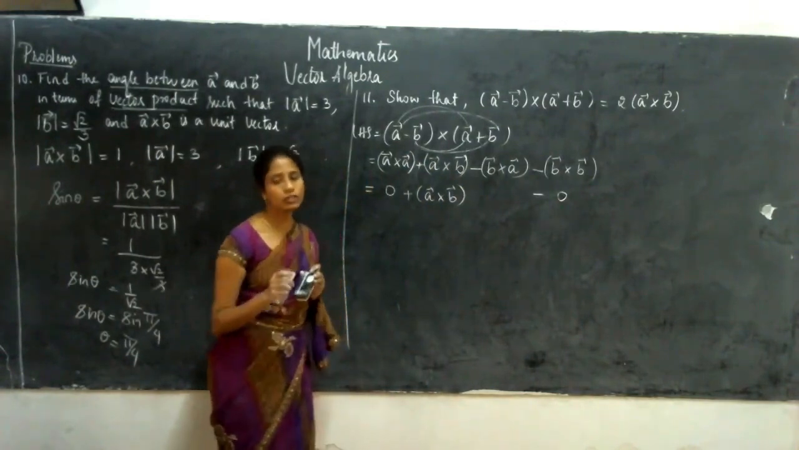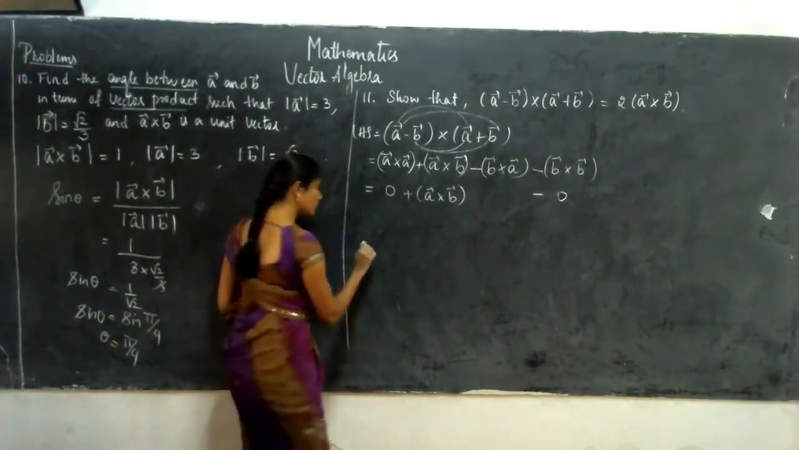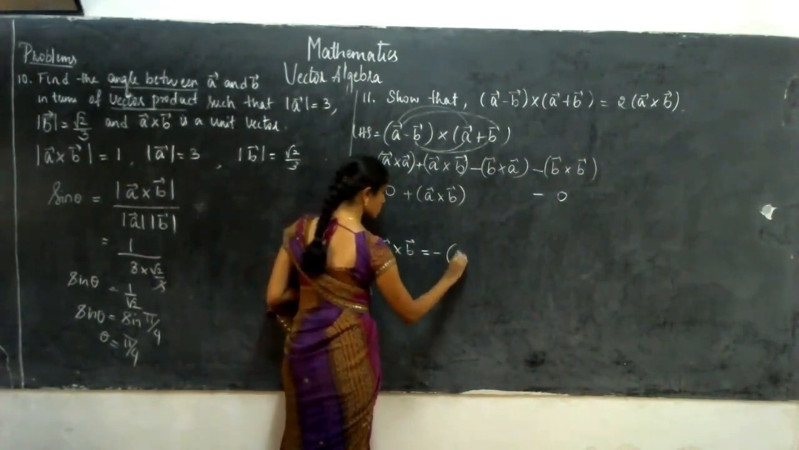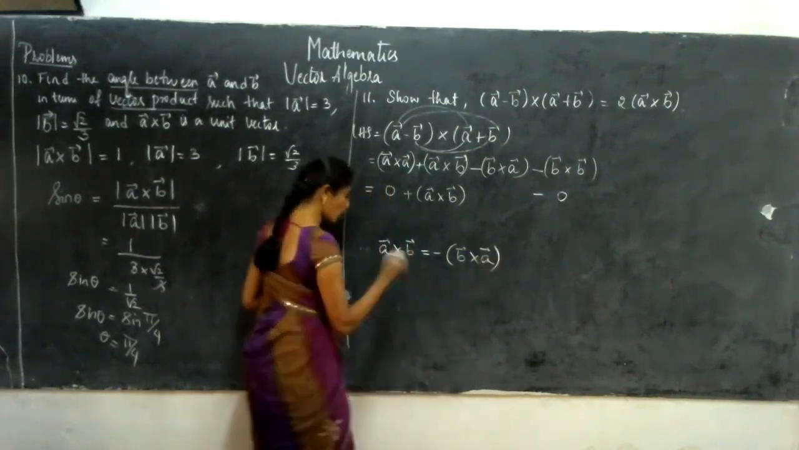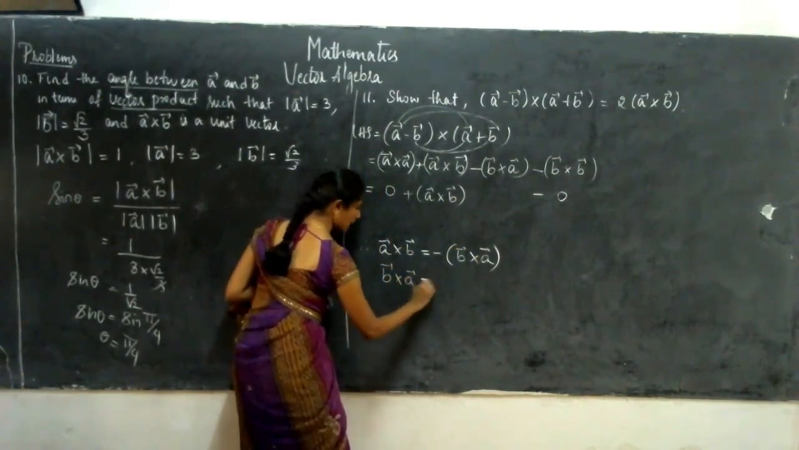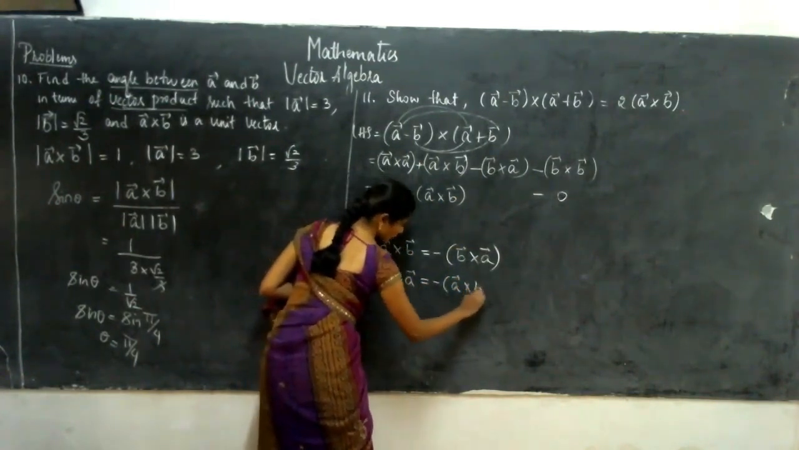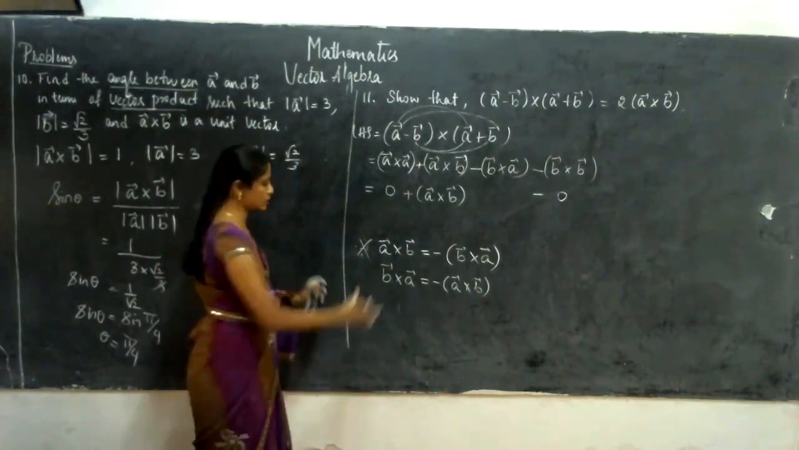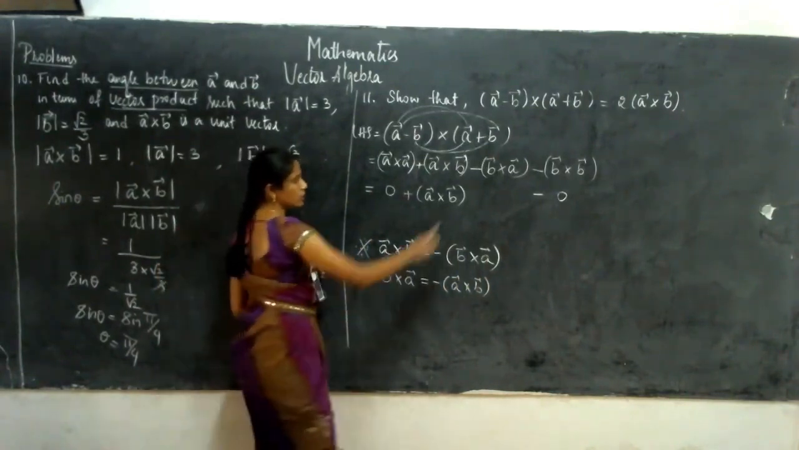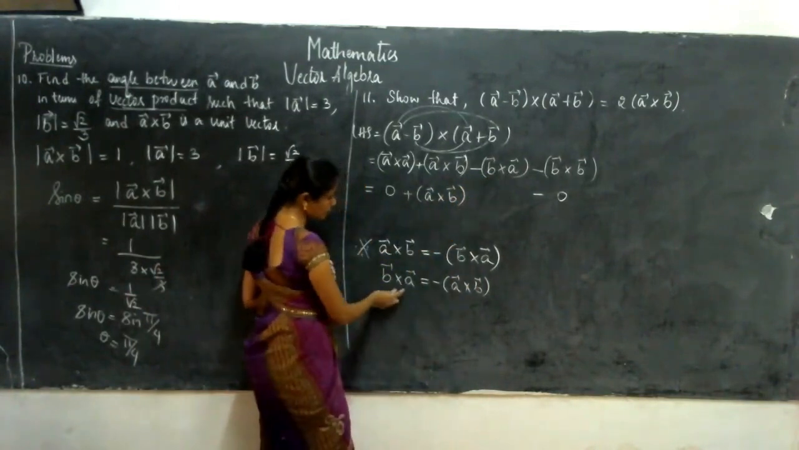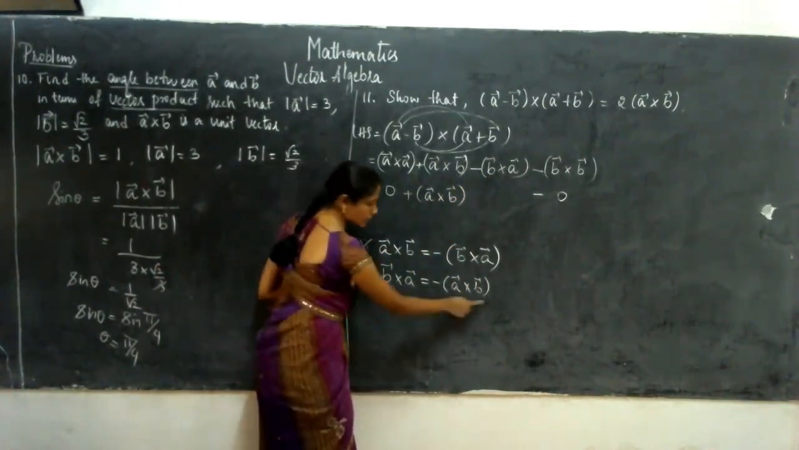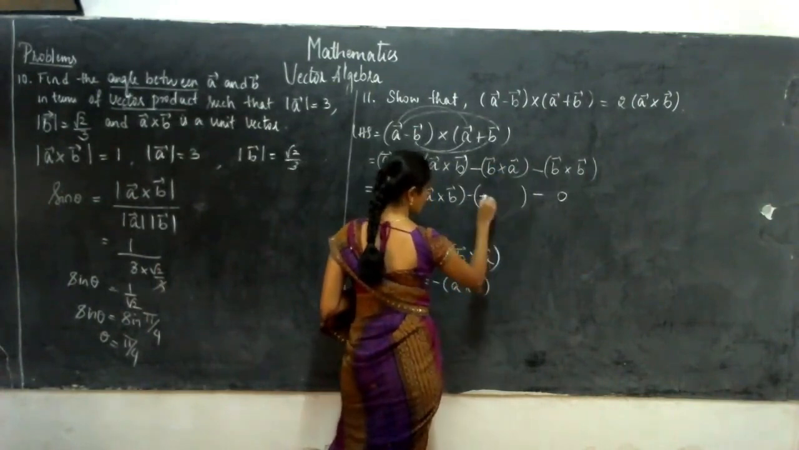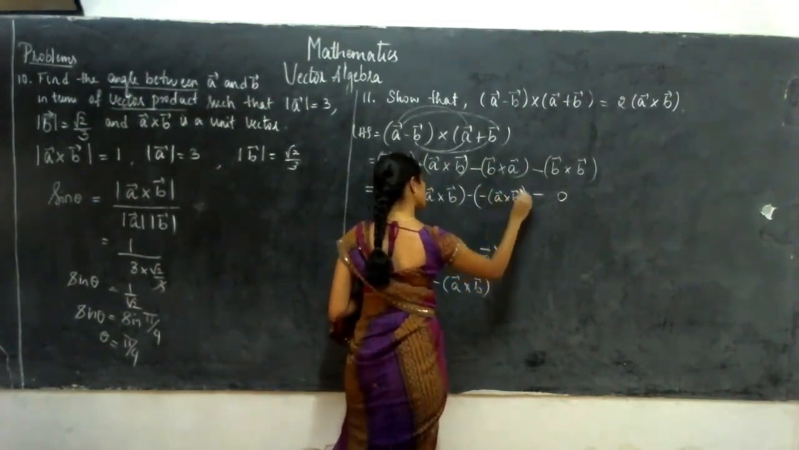In cross product, we know that the cross product is not commutative. Therefore, vector A cross vector B will be equal to minus of vector B cross vector A, or vector B cross vector A is equal to minus of vector A cross vector B. Do you remember this? I have already told you this is an important observation. Now I am going to use this observation. So vector B cross A can be written as minus of vector A cross vector B.